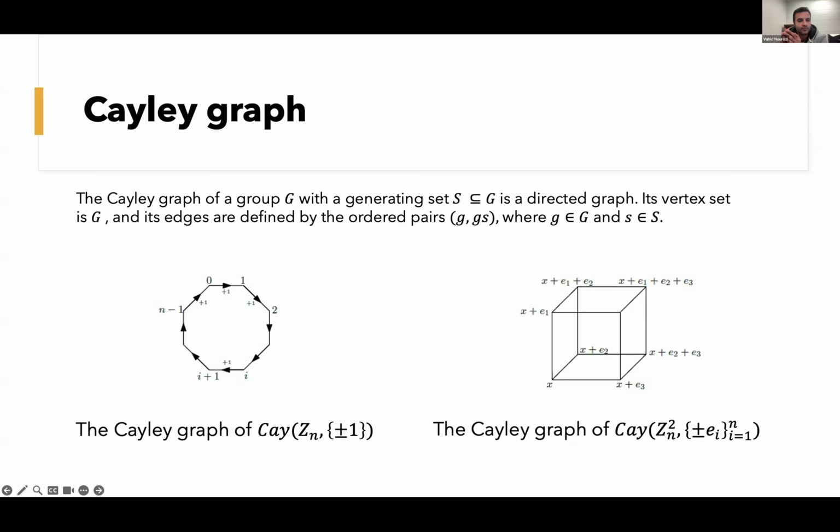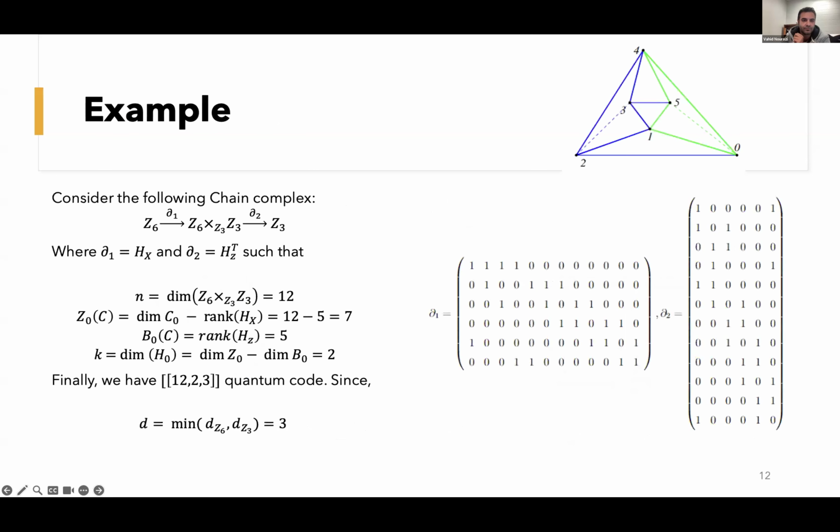I use the concept of the Cayley graph and the balanced product to find new quantum LDPC codes that have linear distance and linear dimension. Here is an example of this construction. We consider two Cayley graphs, Z6 and Z3, and here we construct the balanced product between Z6 and Z3 over Z3.